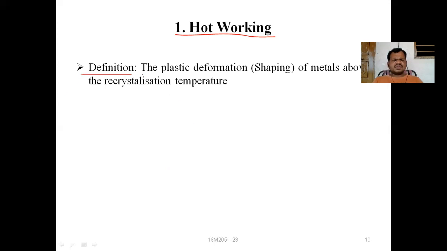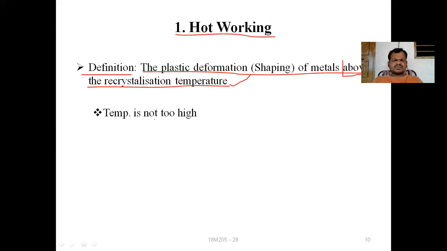The definition of hot working: the plastic deformation, shaping of metals above the recrystallization temperature is called the hot working process. Plastic deformation means shaping; we shape that product into the required size and required shape, above the recrystallization temperature.